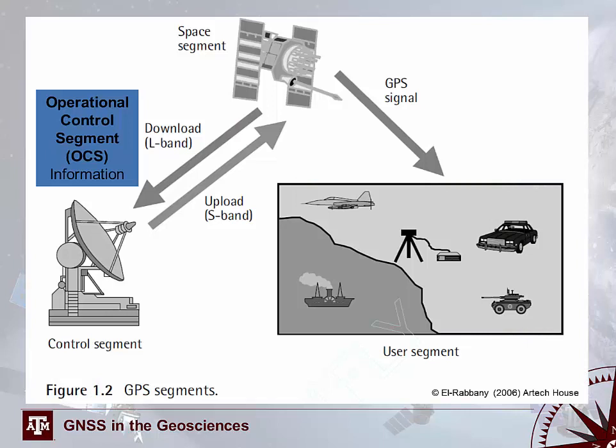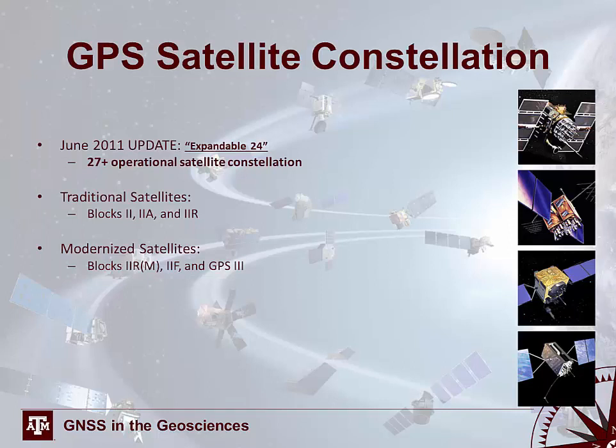So also a reminder that the 3 major segments of GPS are the control, space, and user or receiver segments. Also, the constellation, so the space segment, was updated in 2011 to be an expandable 24 configuration. And what this actually means is that there's 27 or more satellites operational at any given time. So there's a traditional block of satellites, that's blocks 2, 2A, and 2R, and some of those are still in use today. But then there's also the modernized satellites, which is the blocks 2RM and 2F and GPS 3, which provide greater level of precision.